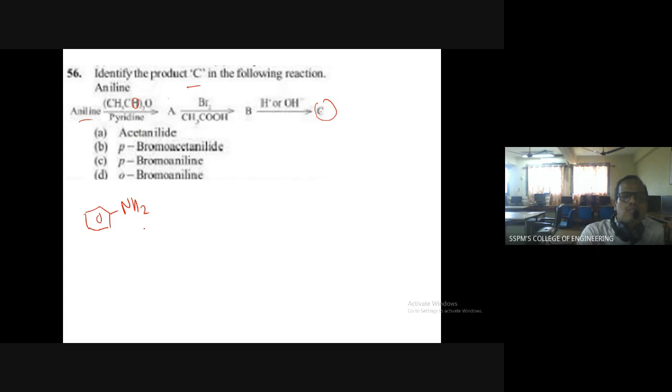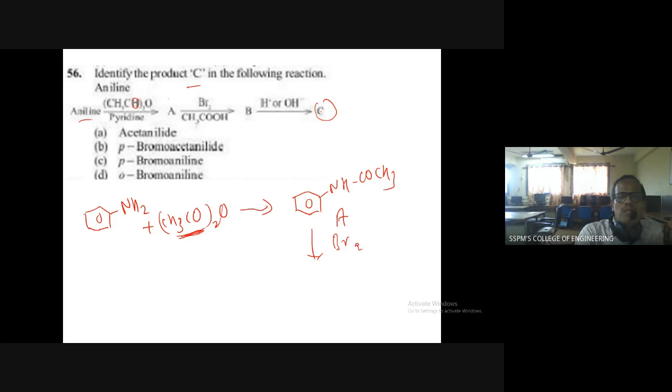You see benzene ring will remain as it is. One of the hydrogen of amine will be replaced by COCH3. This is called as an acetylation reaction. Okay, so this is product A. Now A is treated with bromine. Bromine in presence of acetic acid, CH3COOH. Okay, so this is the bromination reaction.